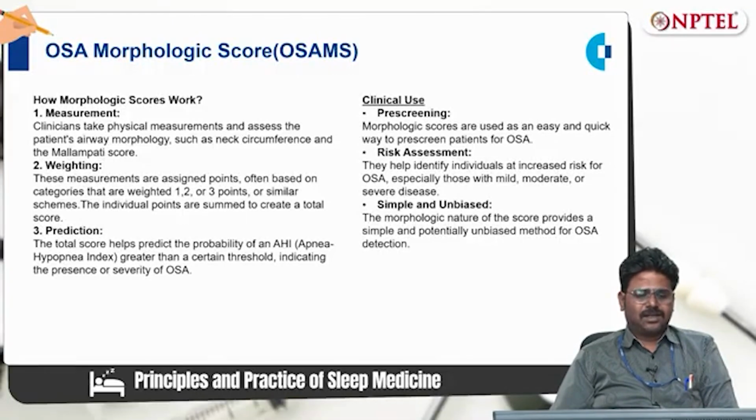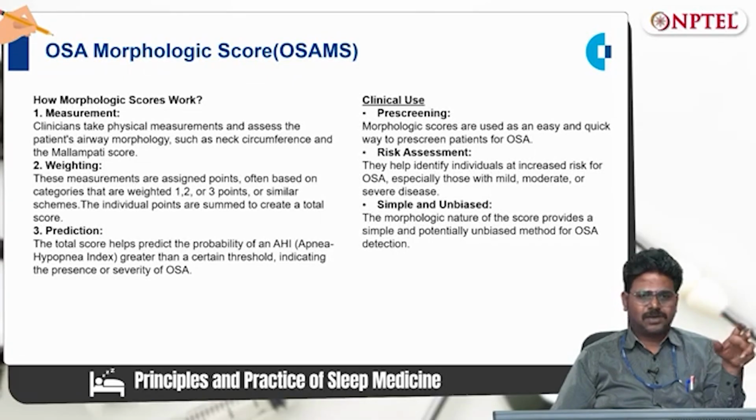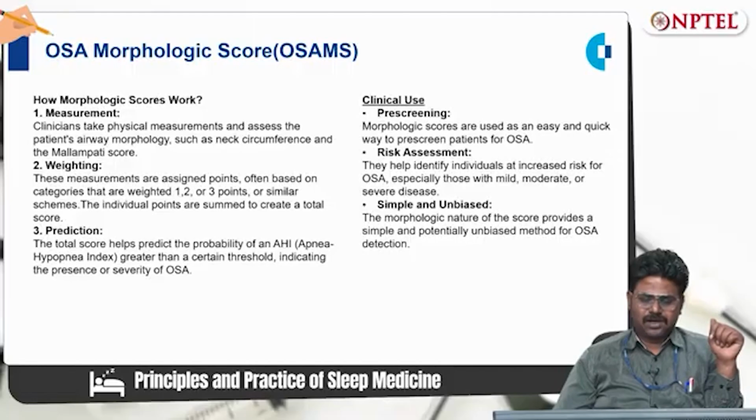Weighting. These measures are assigned points, often based on categories that are weighted 1, 2 or 3 points or similar schemes. The individual points are summed to create a total score. The prediction: the total score helps predict the probability of an apnea-hypopnea index greater than a certain threshold, indicating the presence or severity of OSA.